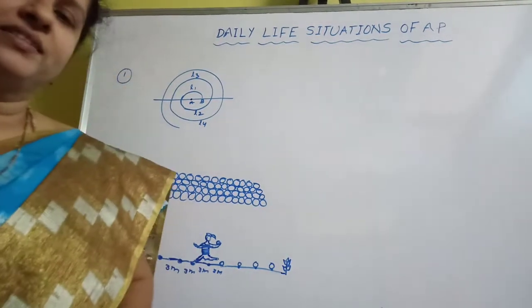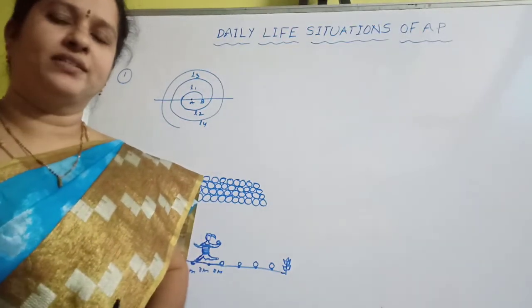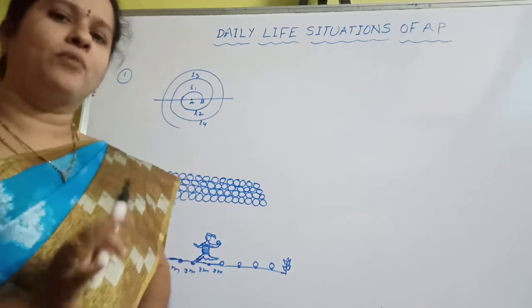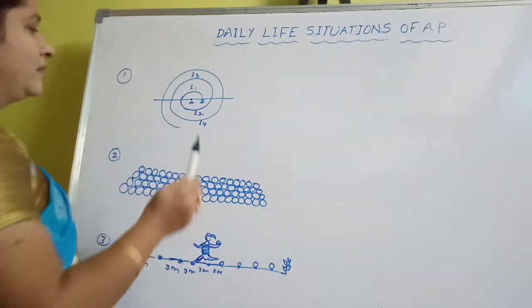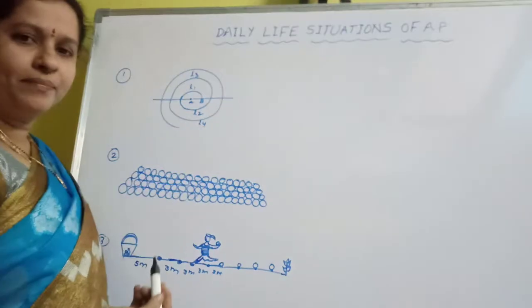Good morning students. Today we are going to discuss some daily life situations of AP. Only 3 models are remaining in this topic. So look at the first figure. It is in spiral shape.